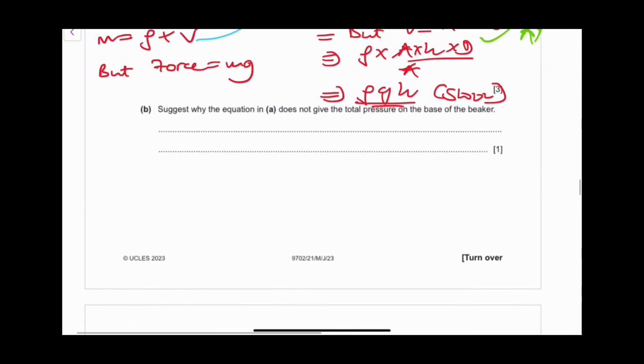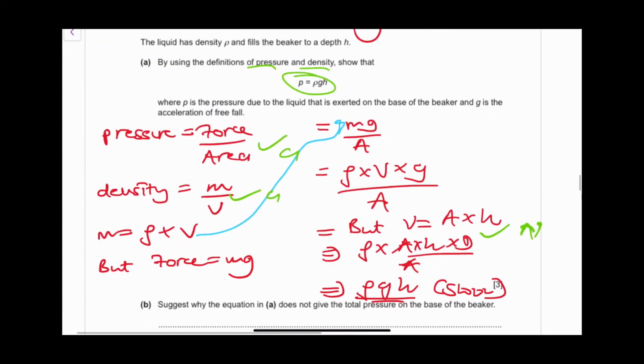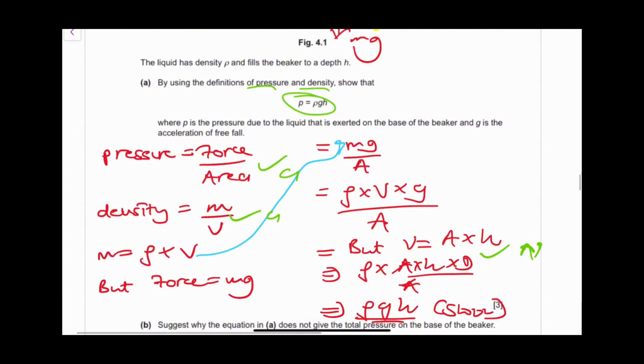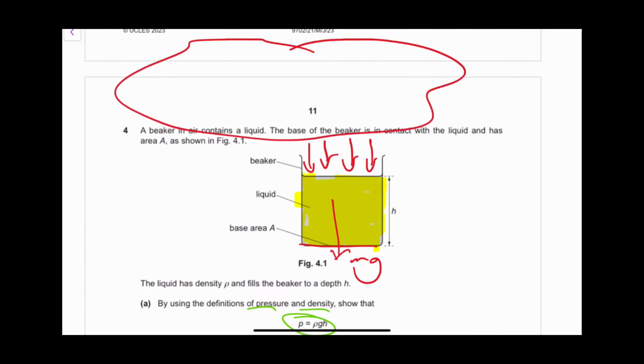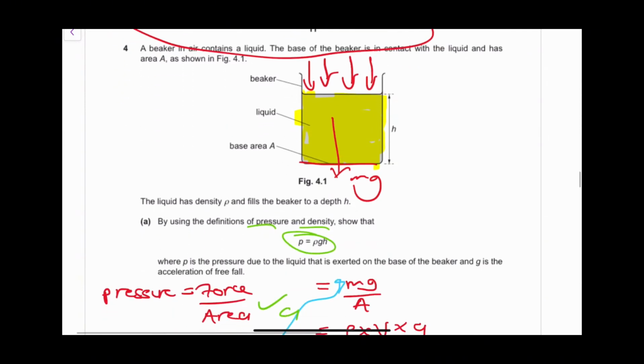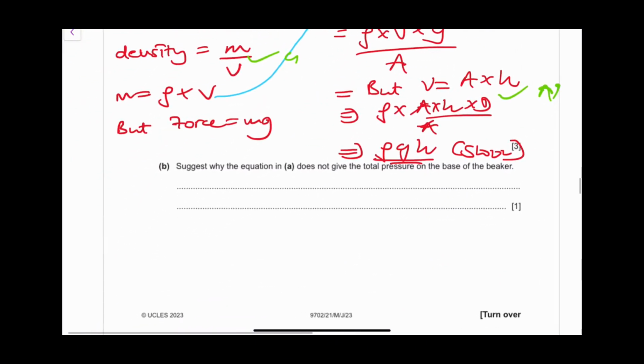Moving on to the next question, we've been asked to suggest why this equation does not give us the total pressure on the base of the beaker. Remember, this is only the pressure due to the liquid itself. But the air is also exerting a certain pressure. It's also causing a force, right? The whole atmosphere over here is exerting a force down on this liquid, so that whole atmosphere is also going to cause a certain pressure on that base area. So this equation does not give us the total pressure. Why? Because there is also atmospheric pressure that is not accounted for. Okay, very important.